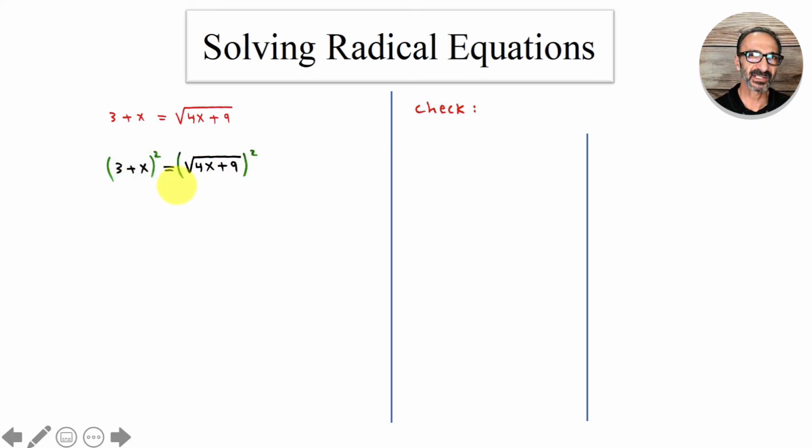3 plus x to the second. It's like a plus b to the second. So it's going to give you 3 terms. You could use the box idea.